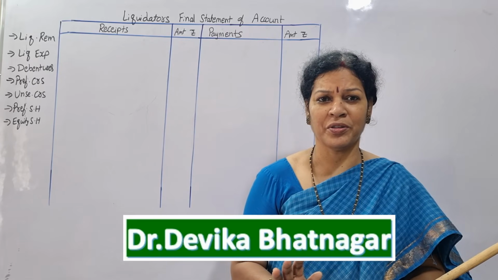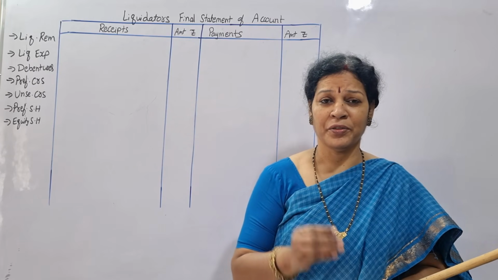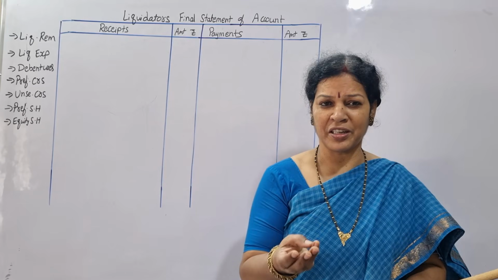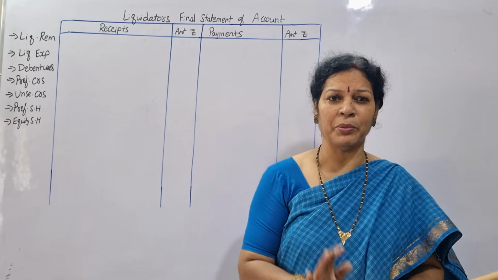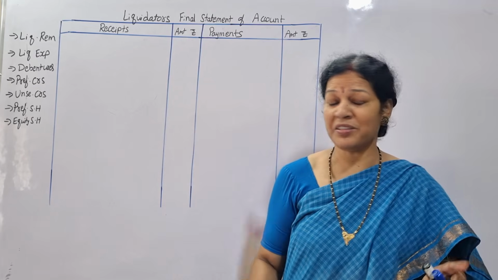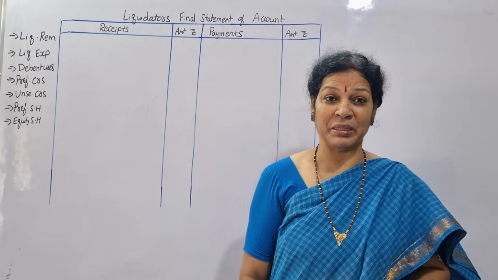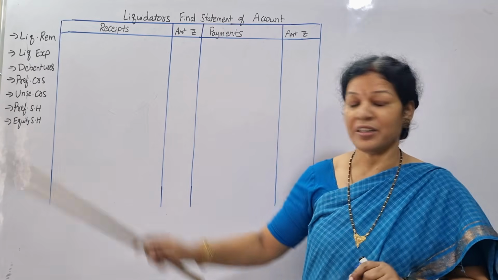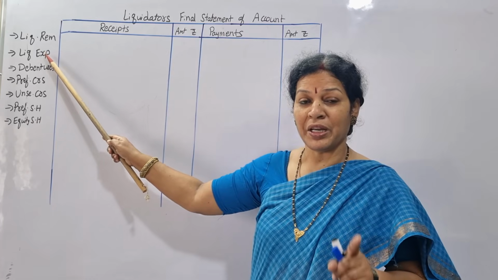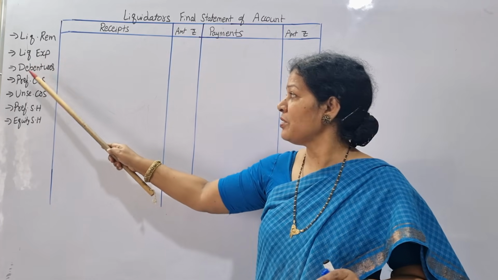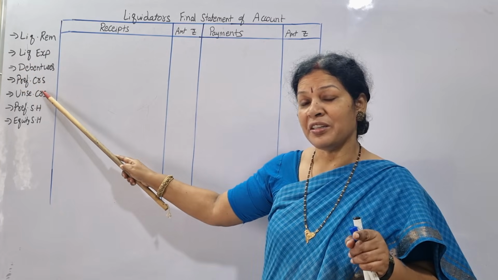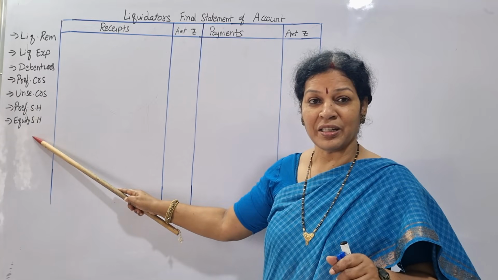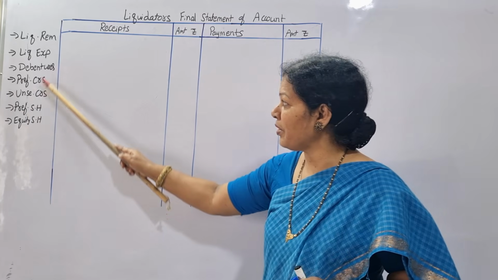It is just like a cash book. Pro forma we have seen, a few things you have to remember. Receipts are anyway assets realized and any other receipts, which will be on the receipt side. And on the payment side, please remember this order. On the payment side, we cannot pay as per our wish. We have to follow a certain order. What is that? First is liquidation remuneration we have to pay. Then liquidation expenses, debentures, preferential creditors, unsecured creditors, and preferential shareholders. Lastly, equity shareholders. Remember these points.